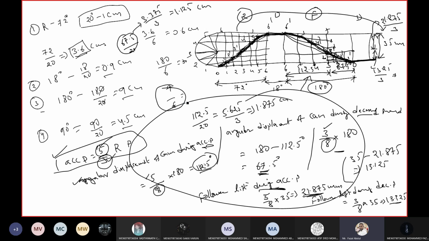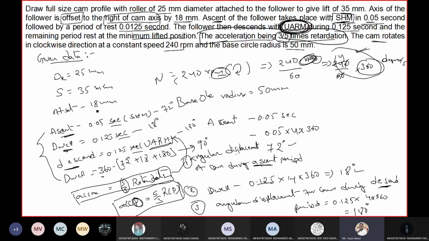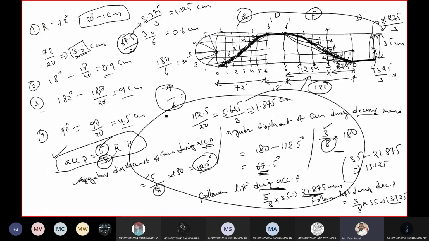Okay. Now first draw the offset circle. The procedure, listen properly. First draw the offset circle. Offset value how much is given? 18 mm. So measure 18 mm with the compass and draw one small circle. This small circle is known as the offset circle.